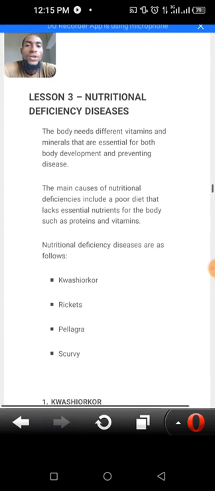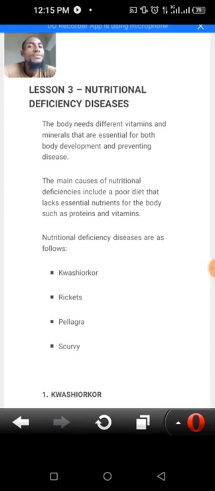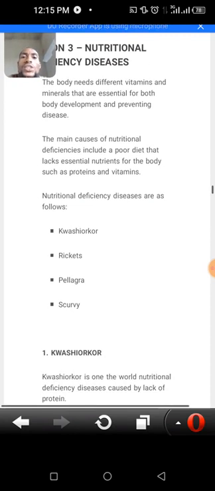Those diseases, what are they? The body needs different vitamins and minerals that are essential for both body development and prevention of disease. So that our body will be able to grow normally and to prevent some diseases that want to attack our body. Right? So, when our diet is very poor.